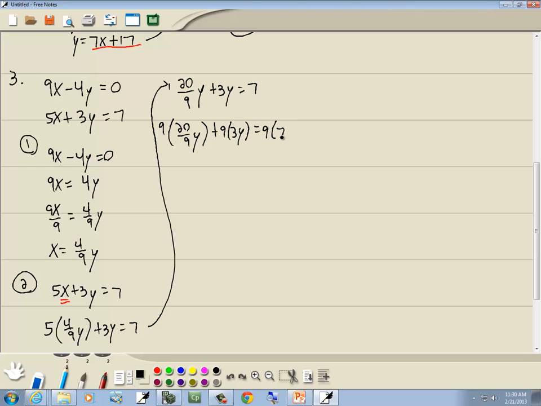Those 9's cancel and gives us 20y plus 9 times 3 is 27y and 9 times 7 is 63. Combine together like terms now, and it's real easy then. So we got 47y is equal to 63. Sometimes you'll find it beneficial when you're solving linear equations to get rid of the fractions before you combine together like terms. Now our last step is to divide both sides by the number in front of your y. So we're going to divide both sides by 47, and we get y is equal to 63 over 47.